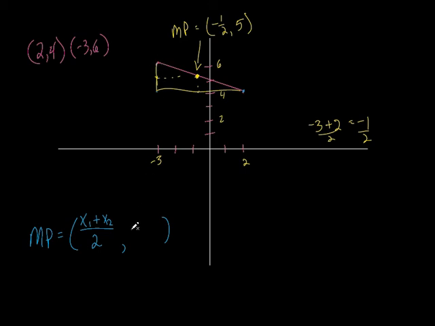What about the midpoint of the y's? Just y1 plus y2 and divide that by 2. And that's as simple as that. That's your midpoint formula. All right?